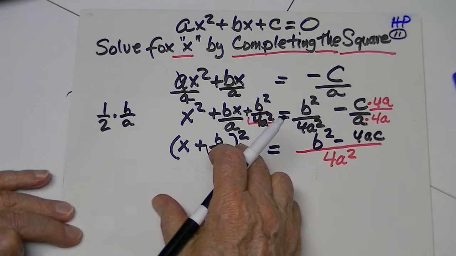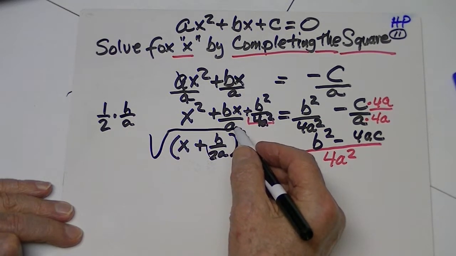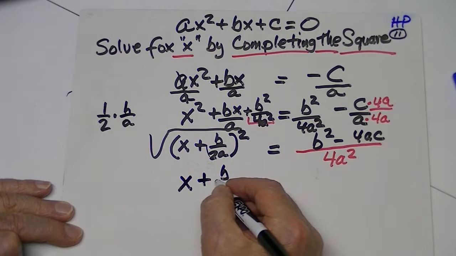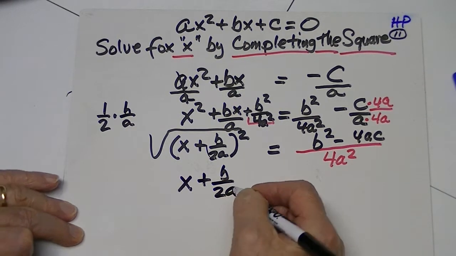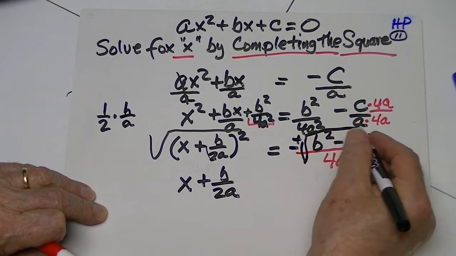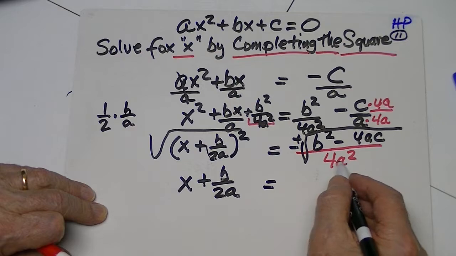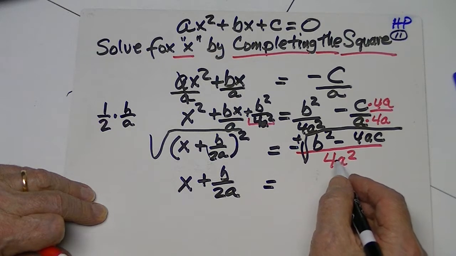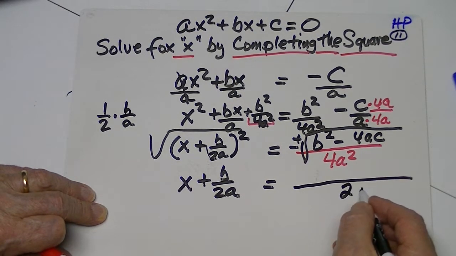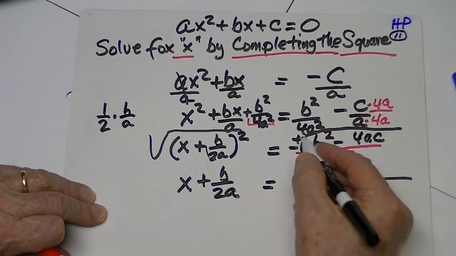Now, to get rid of the exponent of 2, we're going to take the square root of all this, which just leaves us with the radicand. And on this side, we take plus or minus this square root. And we now notice that this in the denominator is a perfect square, which will become 2a when we take the square root of this. And we're left in our numerator with this.